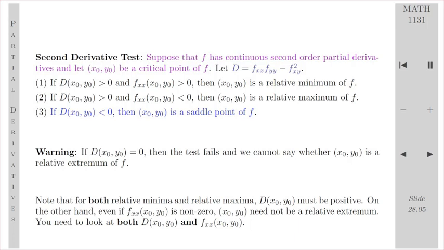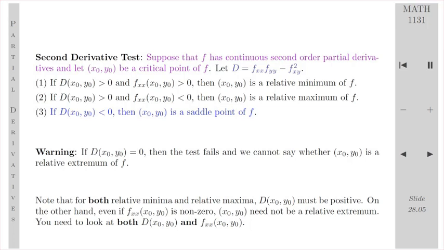A saddle point is one where in some directions you have a relative maximum, and in other directions you have a relative minimum. It's a bit like the saddle you put on a horse. If you take the direction where your legs go, then you have a relative maximum, but along the horse's back, where you sit, is a relative minimum.